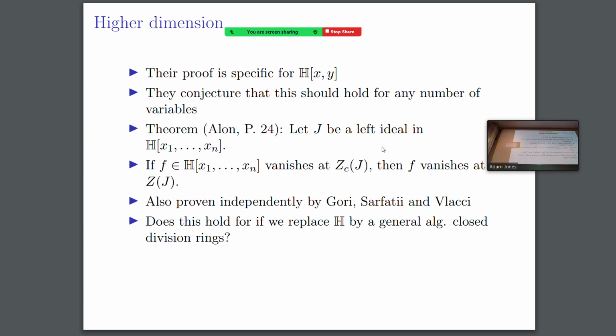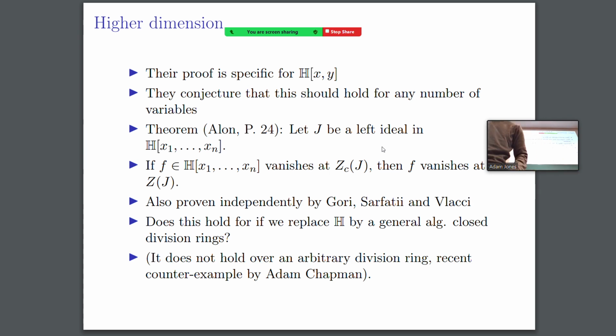Now let me ask a final question. Again, does this property hold if you replace the quaternions by a general algebraically closed division ring? And I should note that it does not hold if you look at an arbitrary division ring. There was a nice counterexample communicated to me by Adam Chapman. So there are many questions to study.